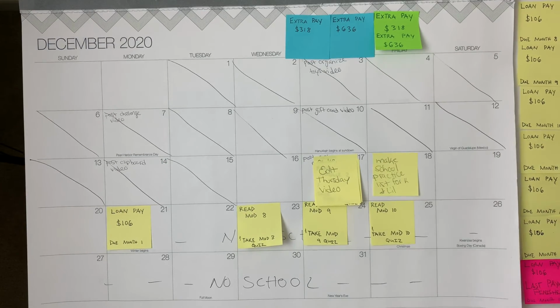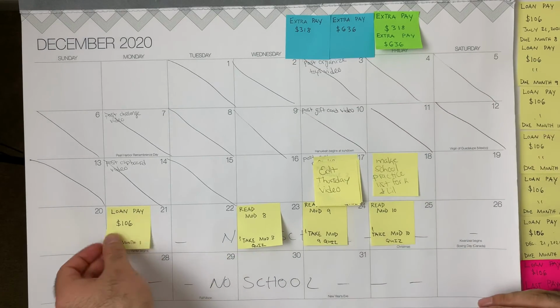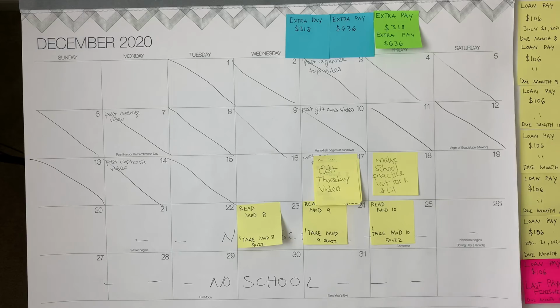So let me just, for the sake of this, so this is July 21, 2021, and then all the way down to December 21, 2021. All right, so I guess this is the big point, why you're doing this. Once you've paid it, it comes off.